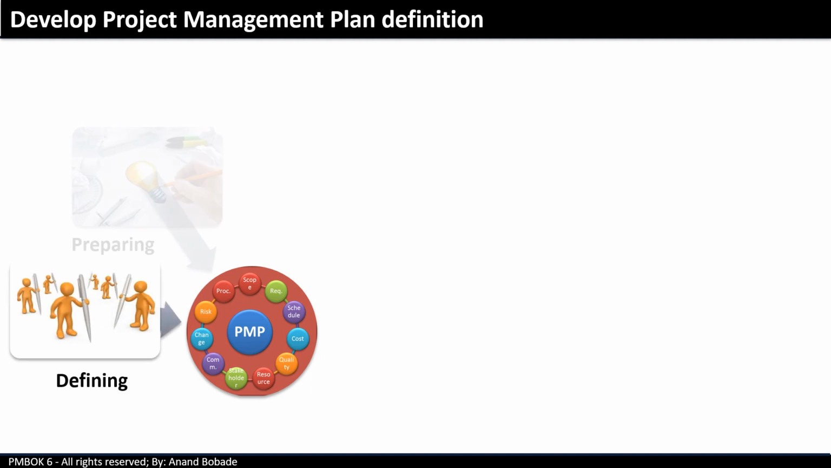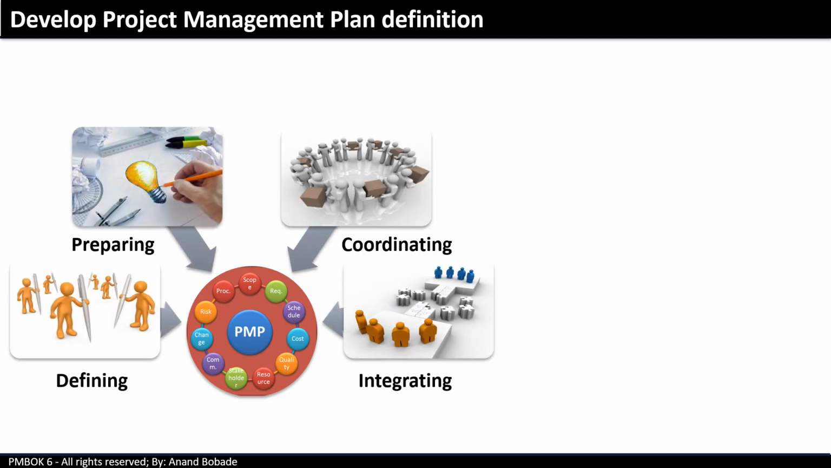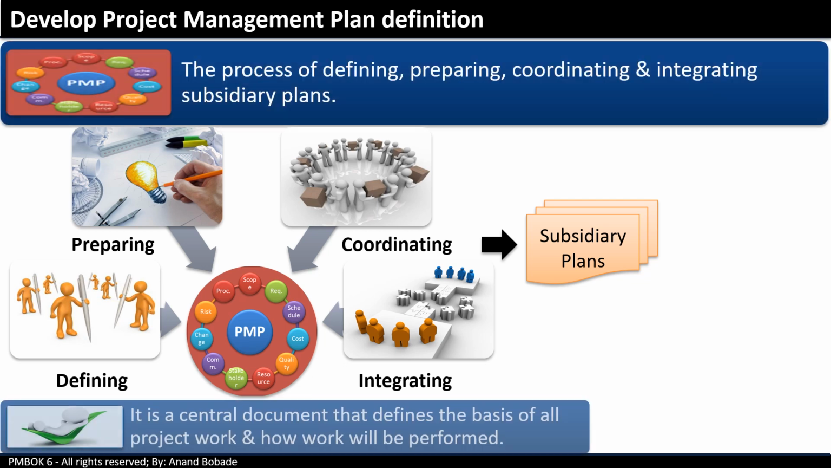Let's take a look at the develop project management plan process definition. It is the process of defining, preparing, coordinating, and integrating all subsidiary plans. It is a central document that defines the basis of project work. It defines how the project will be executed, monitored, controlled, and closed. Remember, you may get a direct question on the definition. The best way to familiarize yourself with the definition is through flashcards.